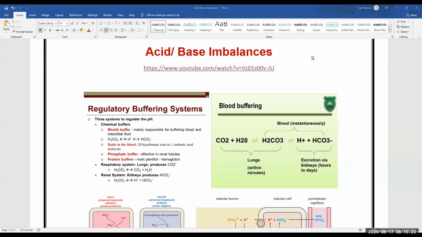Okay, so acid-base imbalances. This is very, very important in order to balance the acidity and the alkalinity of the blood, basically. So we have different things that are very important in order for us to understand this. So I'm going to go ahead and start with a small video first, and then we'll get into details after that. So let me share another video with you. So hang in there.